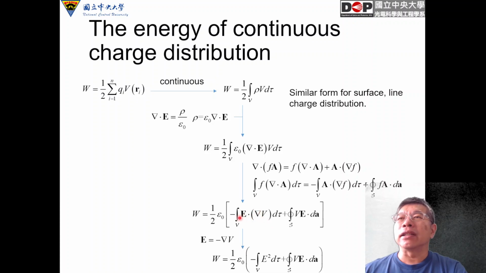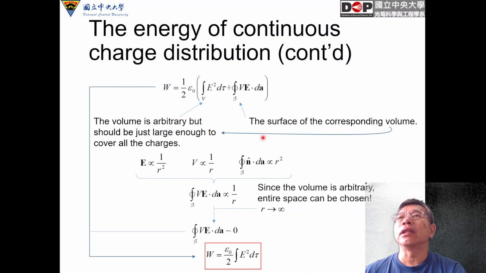So with that, after several steps using all the identities, we figure out that the total work done has something like this form. And that gives us something interesting: the electric field squared is actually related to the work. Okay, and there's another line integral, but anyway, we'll see it.